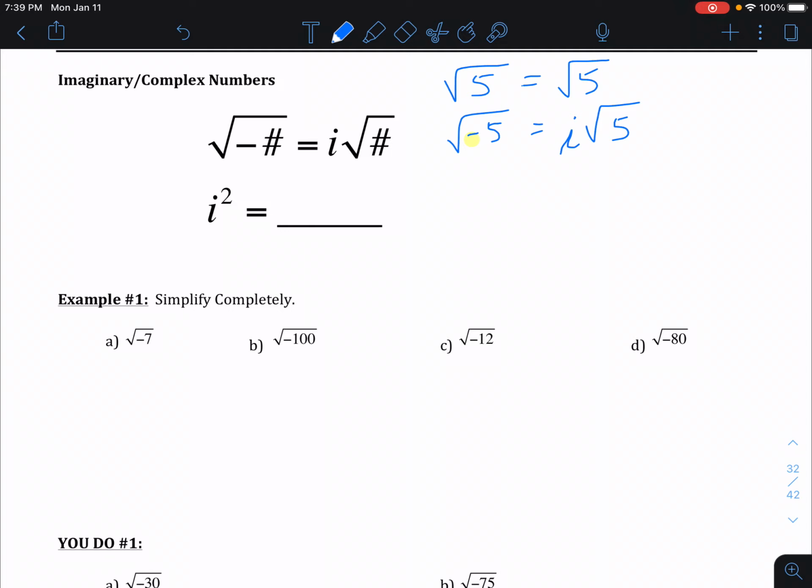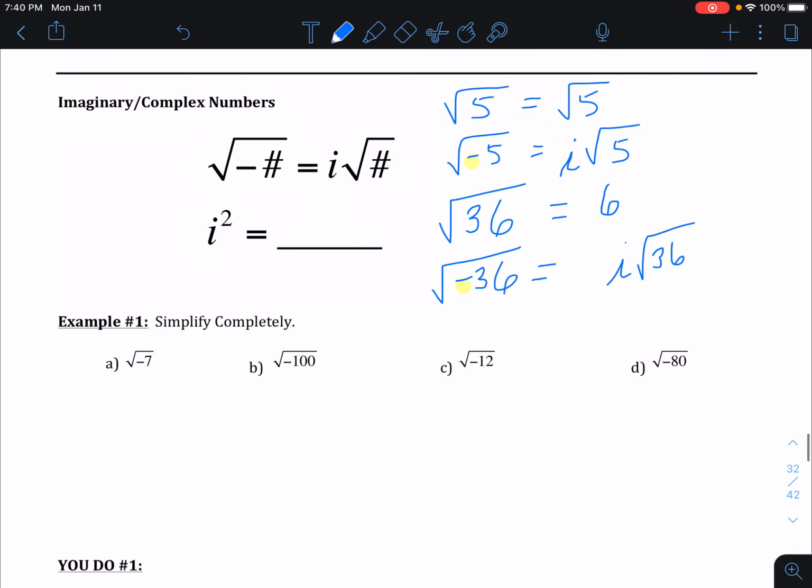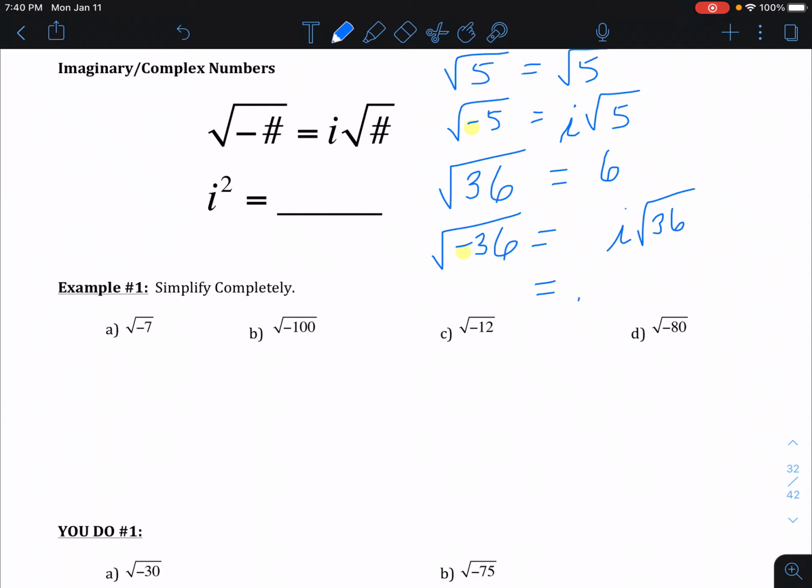Let me show you another one. If we know that the square root of 36 is 6, without a radical because it's a perfect square, what would the square root of negative 36 be? Now, it's not negative 6. Again, when you have the negative inside the square root, you must pull an i out of the radical. So it would be i times the square root of 36, and the square root of 36 is 6. So it would be i times 6. And we wouldn't leave it as i times 6. What we would call it is 6i.